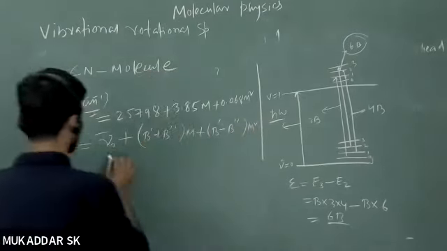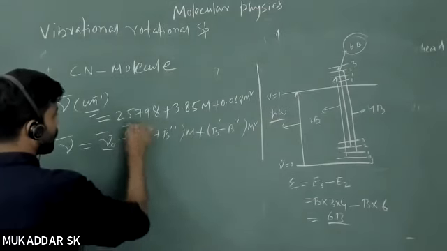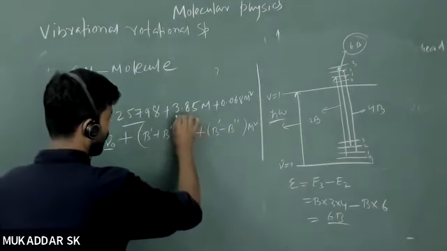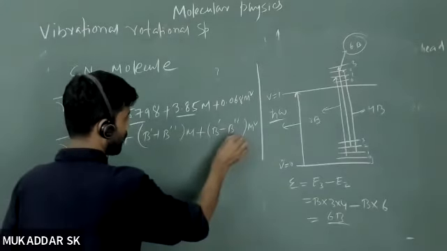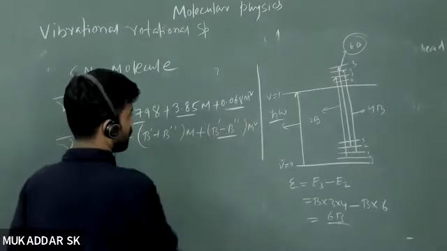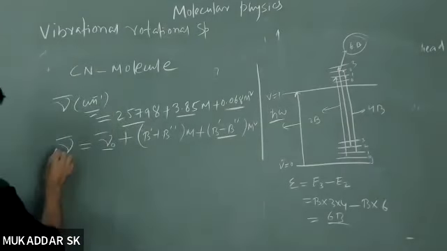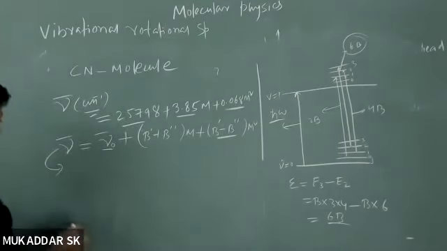So these things they have provided. Nu 0 bar, that is this. B dash plus B double dash, that is 3.85, and B dash minus B double dash, that is 0.068. So I'll use this general expression. So how will calculate that band head?